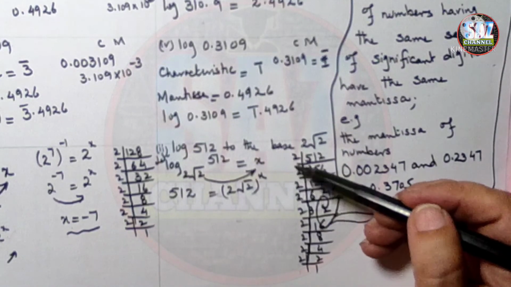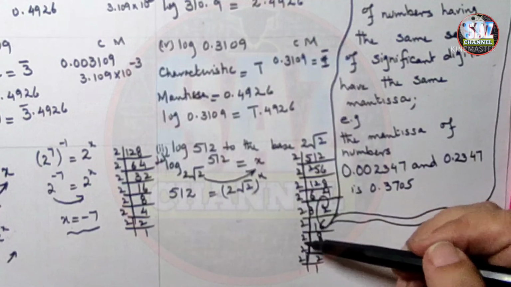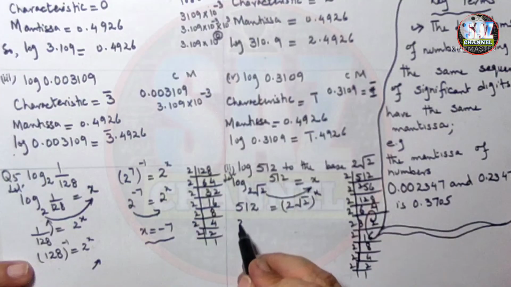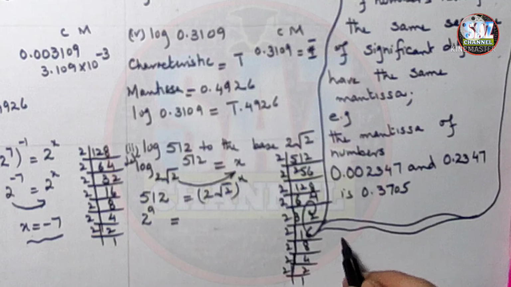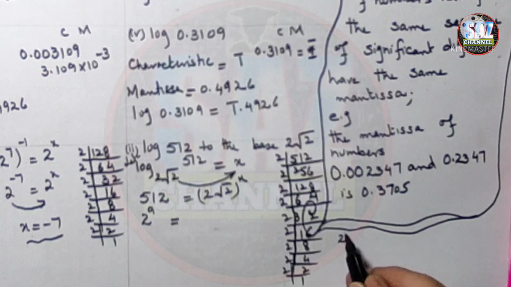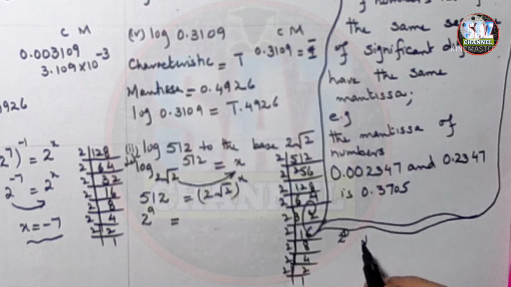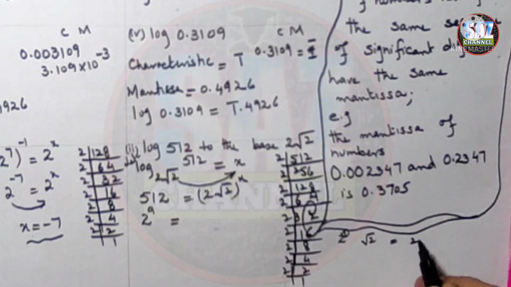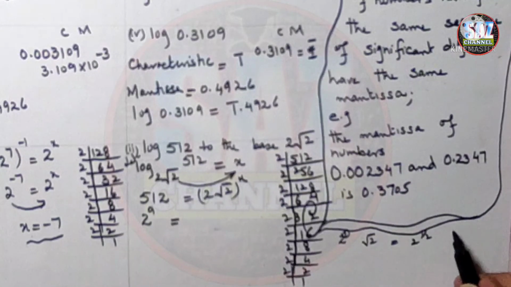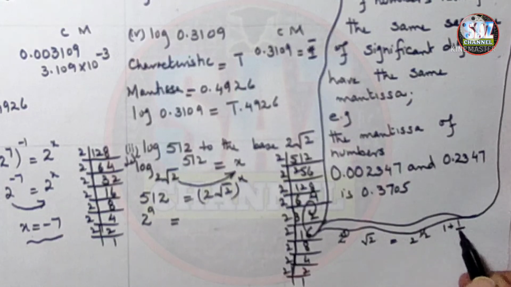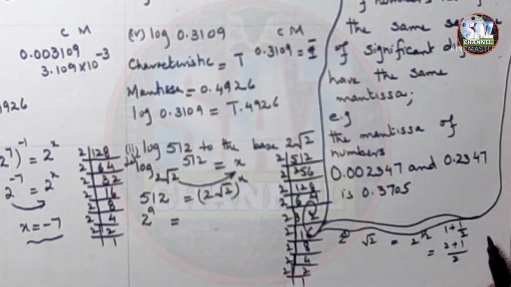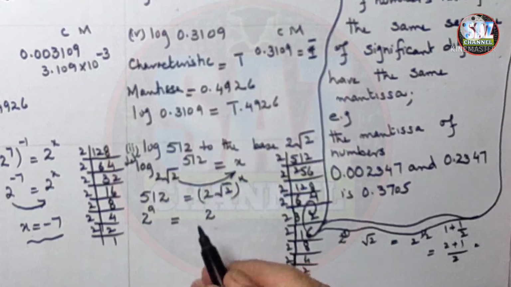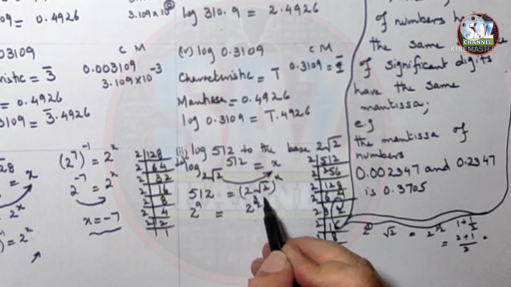So it means 2 raised to the power of 9 is giving me 512, counting 1, 2, 3, 4, 5, 6, 7, 8 and 9 times. And 2 root 2 is 2 raised to the power of 1, and root 2 in fraction form will be 1 by 2. Now I'm talking about the powers: one 2 has the power 1 and the other 2 has the power 1 by 2. Take the LCM: 2 plus 1, so it becomes 3 by 2. So this is 2 raised to the power of 3 by 2 times x.